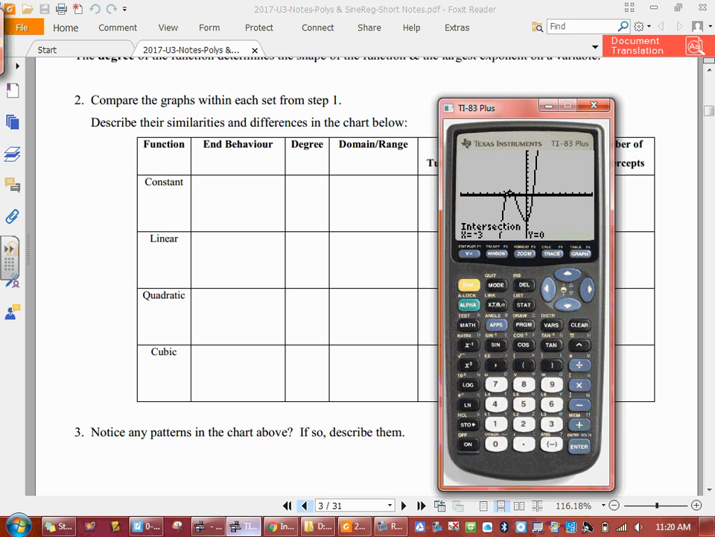Now I need to find the second one. I can't just move my cursor, watch. If I move my cursor, it's not staying on the graph. It's just moving on the line. But watch what happens if I hit second trace again. And number 5, it puts my cursor back to where I started. It always will. That's why you can't move your cursor unless you're in the second trace menu.